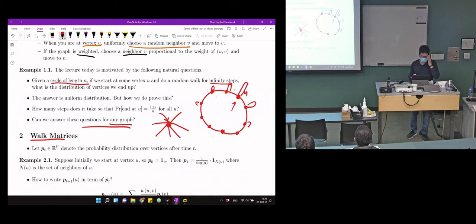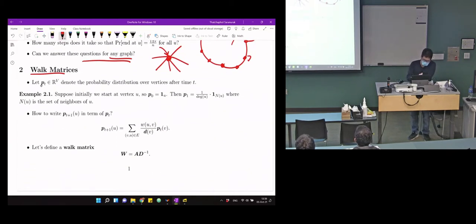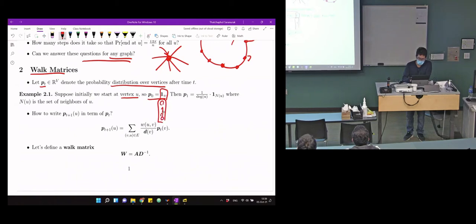And to talk about things more formally, let me say that a vector p_t is just a distribution over vertices after time t. For example, if initially I start at a node u, then p_0 is just this vector where everything is 0 except at the index u. Okay, and then we can ask, what is p_1?